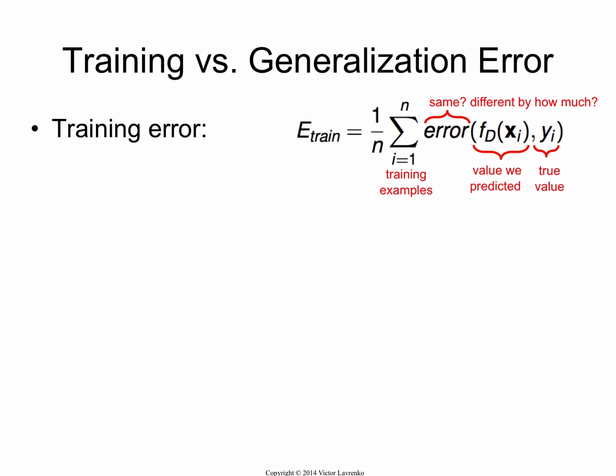Let's talk about the actual errors that we're working with. So the training error, so that's the error that you get on the training set. And the general form for the training error is something like this.